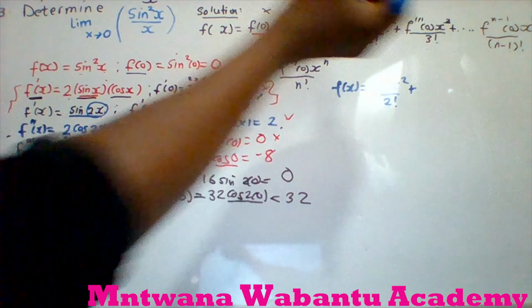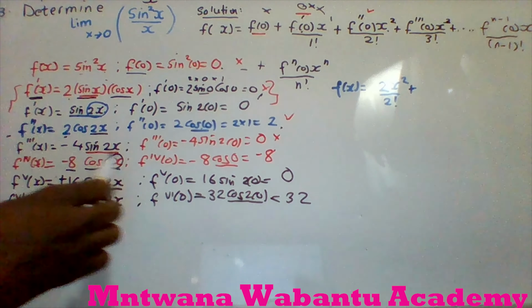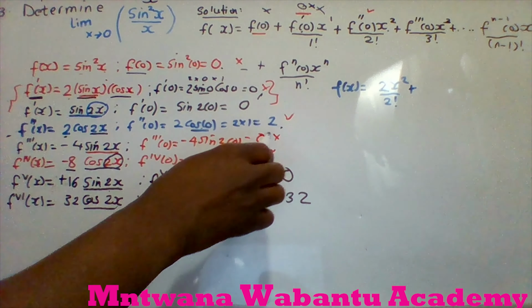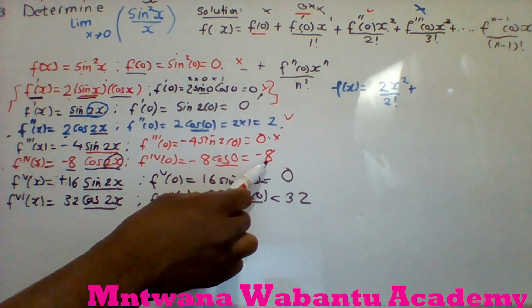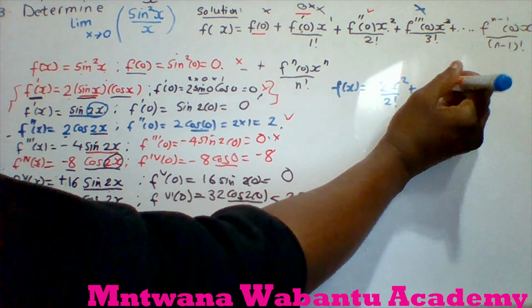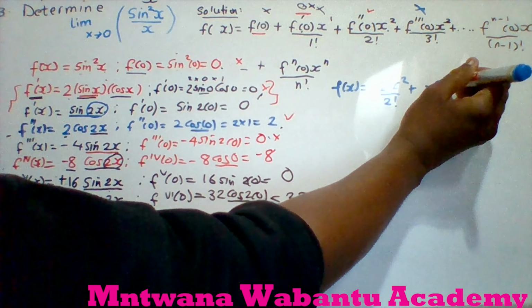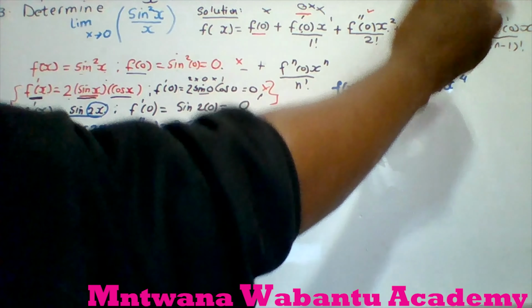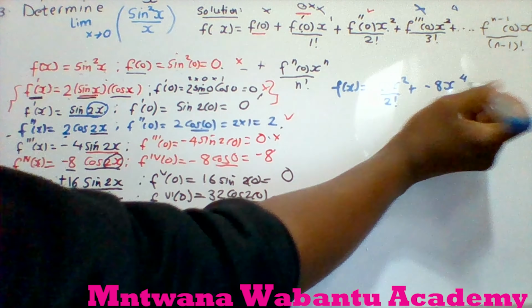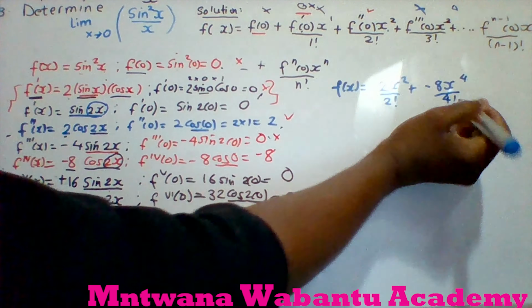Now we go to the third derivative, which is equal to 0, so I'm not going to bother with this. It's not going to give me anything. Now let's go to the fourth derivative, which is equal to negative 8. So I'll say negative 8, and we know it has to be x to the power 4, because if it's the fourth derivative, this number must be 4, and you have to divide by 4 factorial.